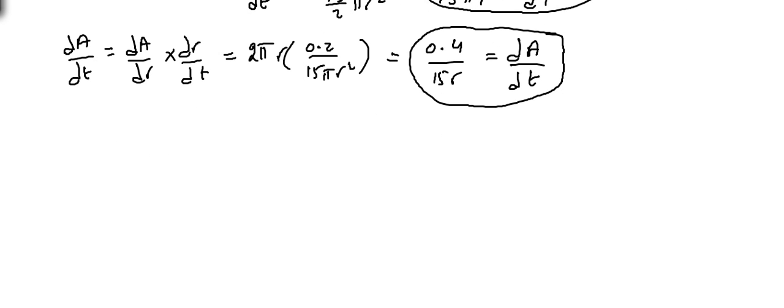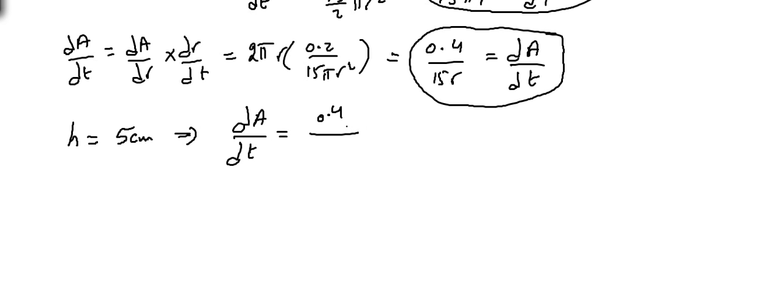He continues asking, calculate this rate when the height of water, which is small h, is 5 centimeter, and then 10 centimeter. We do what? We just substitute. This implies dA to dt, change in area, according to the height, will be equal to 0.4 according to height of water.